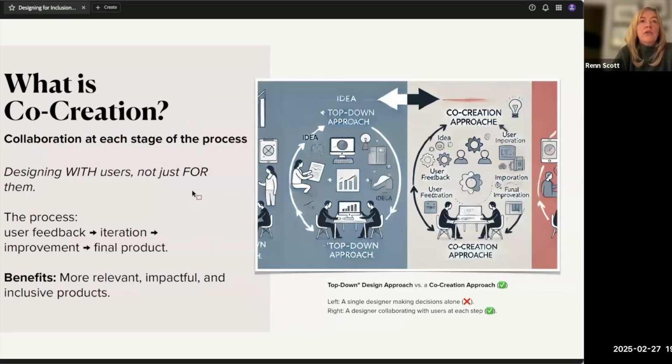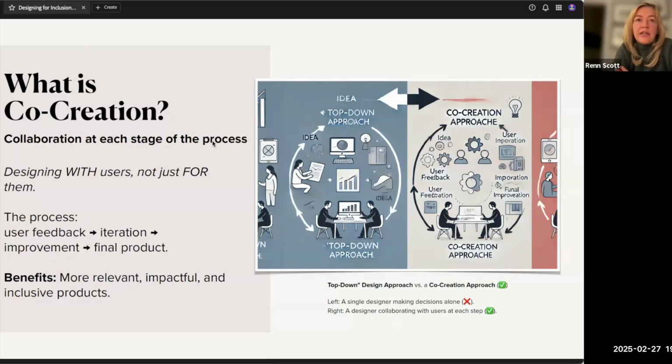So what is co-creation? The idea of co-creation, again, is engaging our users, the people that we're designing for, throughout our design process. So the idea is that we're designing with them, not just for them. Again, user feedback, iteration, the idea that if we design with the people that we ultimately want to sell to throughout our design process, the more likely it is that they will buy into our products, because they will see the value in it. We'll be capturing their feedback while creating something that is truly useful for them.